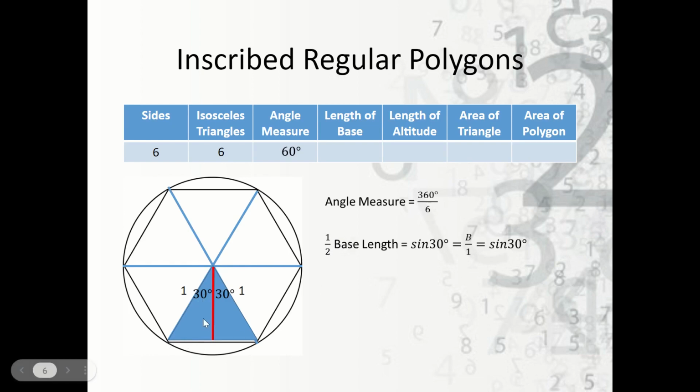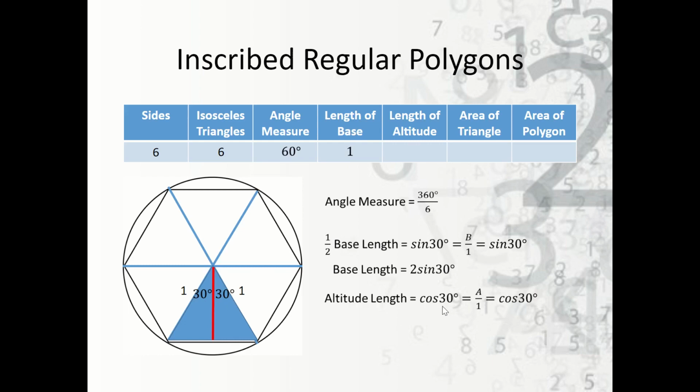Now, if we want to find the full base, we need to multiply it by 2, because these two are exactly the same. So now it would be 2 sine 30 degrees is equal to the base. When we enter that into our calculator, we get that the length of the base then is 1. Now we need to find the altitude, which is this side here. Well, this one is the adjacent over the hypotenuse. So we would do cosine of 30 degrees. And the cosine of 30 degrees, if we put that into our calculator, we get 0.86603.